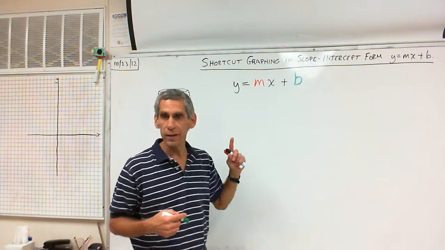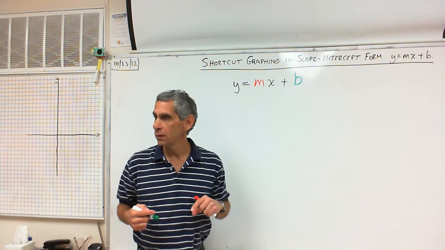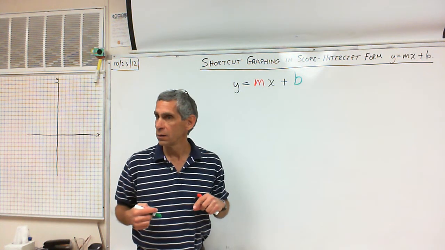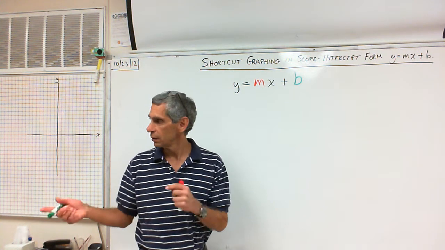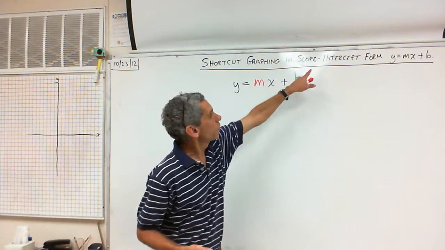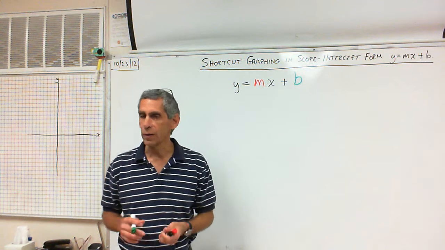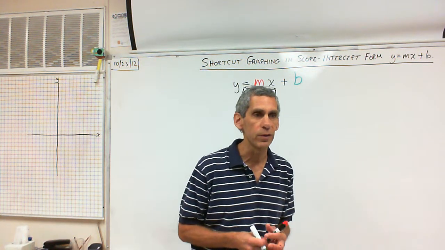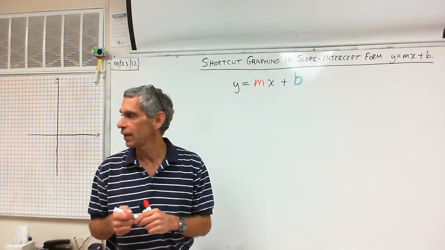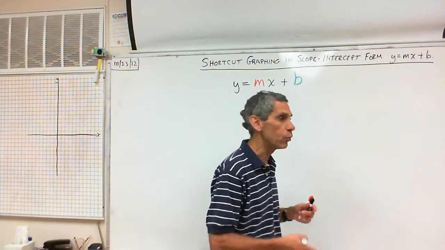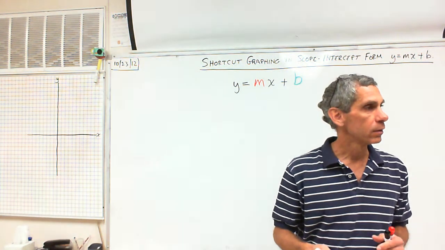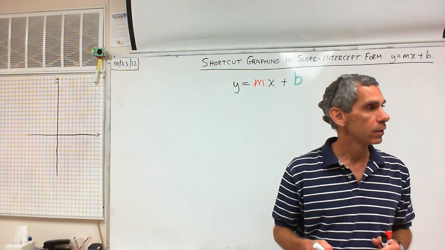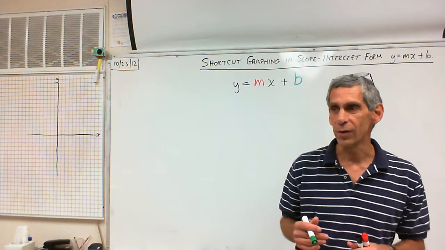Notice, what's this form called again? Slope-intercept. Y equals mx plus b. What did they give you in the slope-intercept form? Intercept doesn't even sound like a word. Well, it is. We'll talk about that.